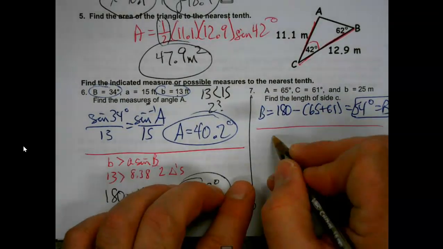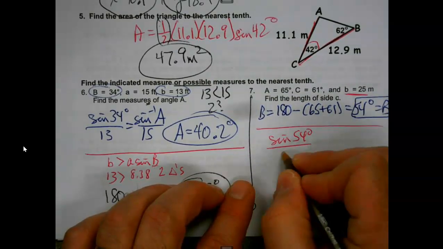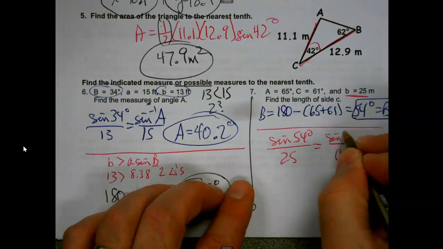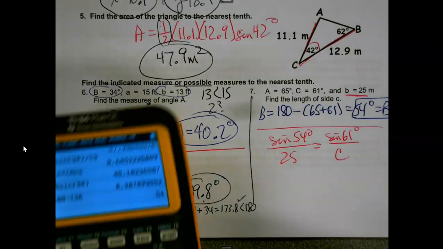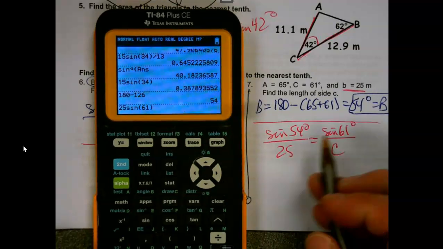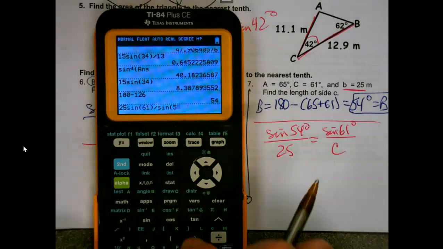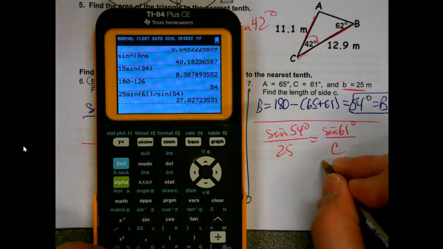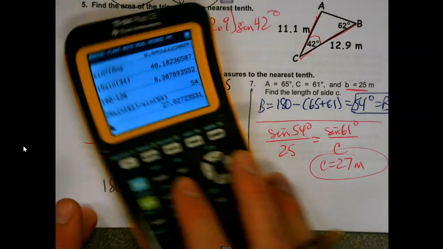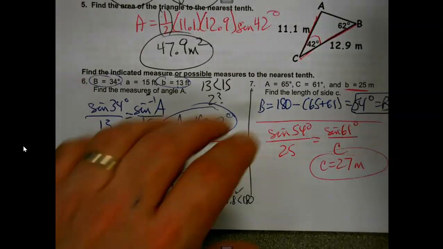Well, now I have a corresponding side and angle. And if I want to know what C is, I'm just going to use the sine of that particular angle. Diagonal without C, divided by diagonal with C. And the rounding just takes us back down to 27. And we're rolling right along.